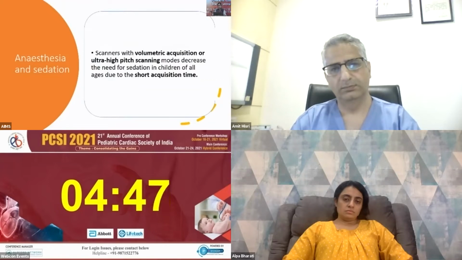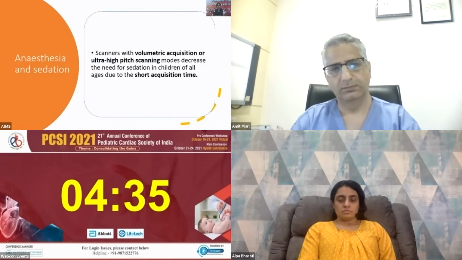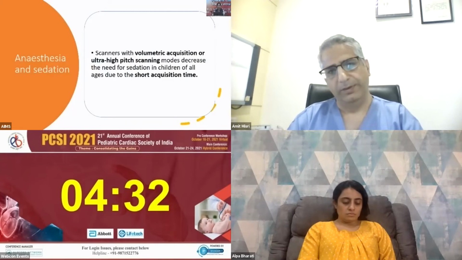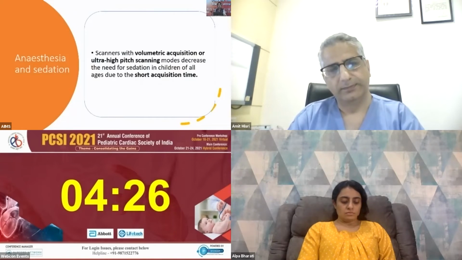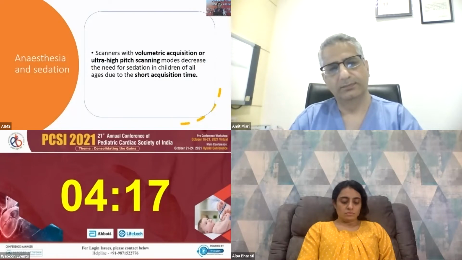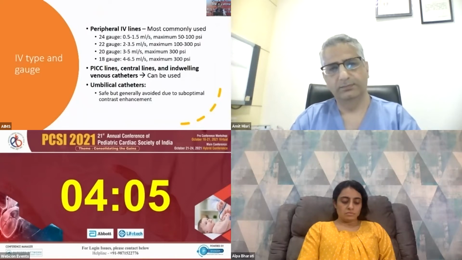What we are using is a volumetric acquisition with ultra high pitch scanning, so that the table moves very fast and we are able to acquire the entire CT in one cardiac cycle. This actually precludes the need for breath hold, and it also somehow negates the high cardiac motion. So anesthesia and sedation, we are using to a very small extent, and this is because we have a very high-end scanner. So the scanner also matters a lot. Your anesthesia and sedation needs can go down if you have a very good scanner which has very short acquisition times.